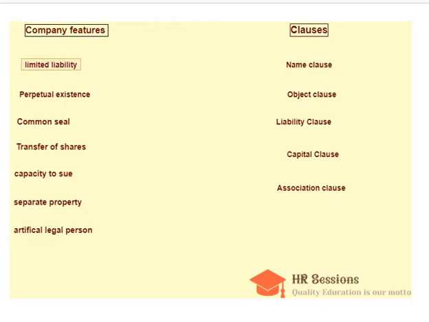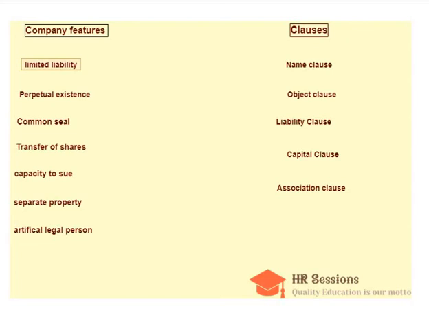I hope this much is clear. Though I haven't discussed it in depth, the reason is that all of you have already read all these points in detail in your previous classes, because all of you come from the same management background. Now the clauses are the name clause, object clause, liability clause, capital clause, and association clause. These are the various clauses of this Act. I do not think you will face any problem handling these points in your exam.